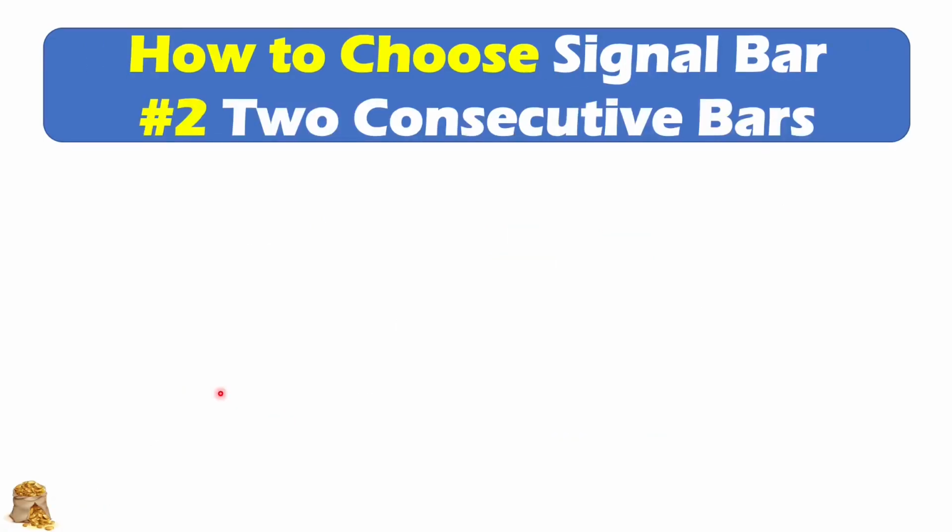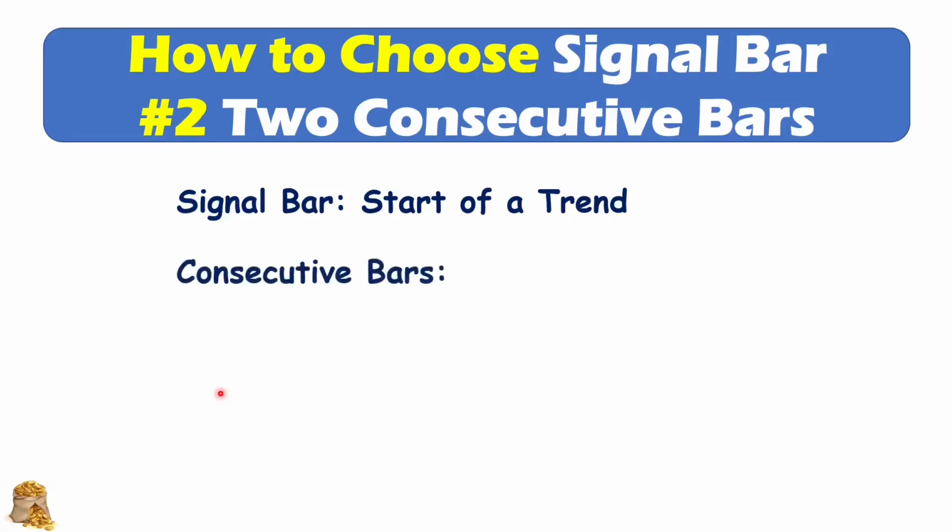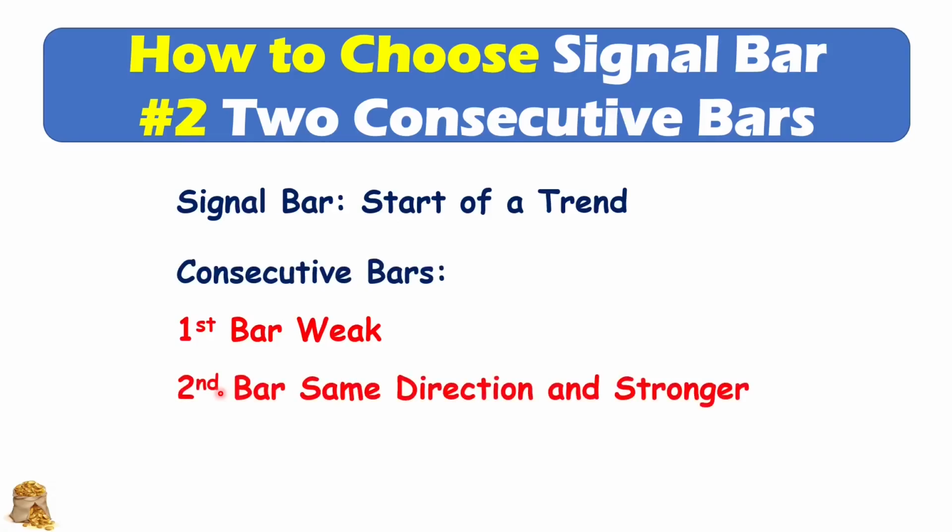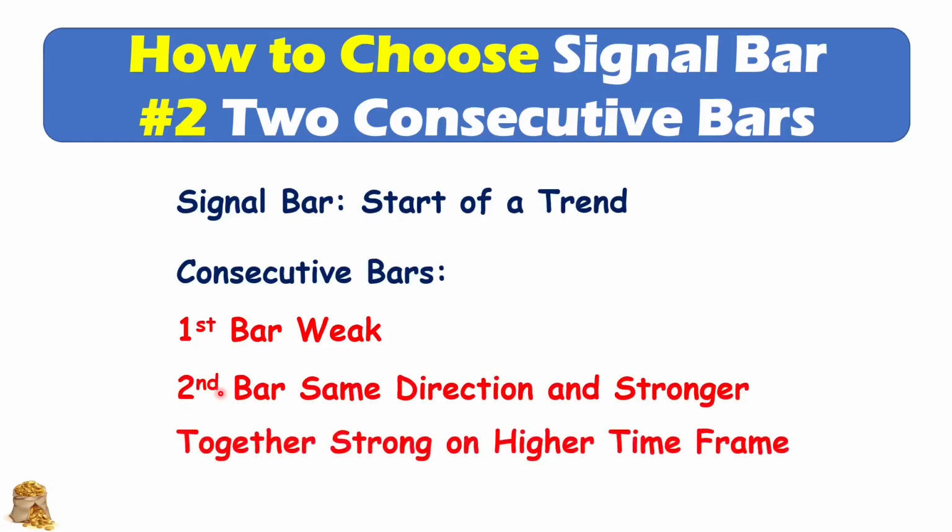The second type of signal bar is when there are two consecutive bars with the same direction. These also mean the start of the trend. So to qualify as two consecutive bars, the first bar is weak, so it is not good enough for you to enter the market. And then the second bar is in the same direction but stronger. So combining both bars, you will see a very strong bar at a higher time frame that you can enter at the top of the bull bar or the bottom of the bear bar.